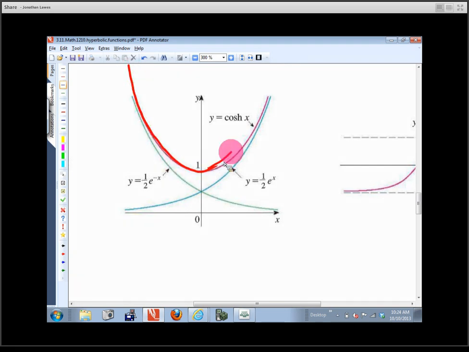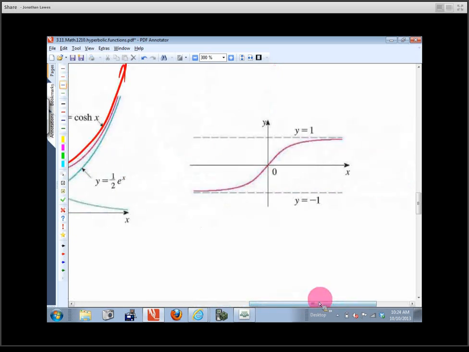Now, some people look at that and they're tempted to say, oh, that kind of looks like a parabola. It is not a parabola. It is not a parabola. It looks like one. We'll talk about that in just a second, because that shape does have a name.